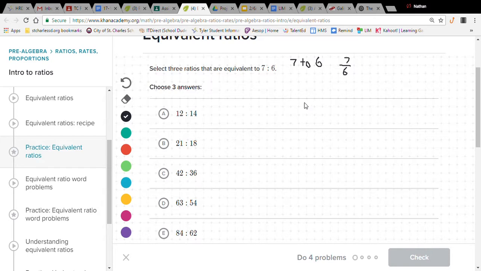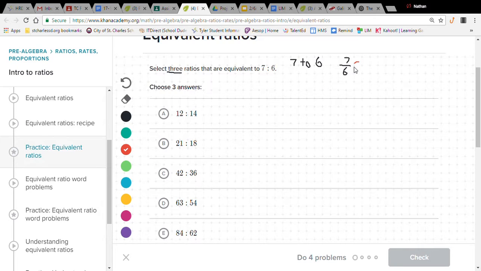The other way is to write it as a fraction, like this, 7 over 6. And for our purposes here, it might be helpful to think about it as a fraction, 7 over 6. Select three ratios, so there can be three correct answers here that are equivalent to 7 over 6. Okay, so what we're thinking about are equivalent ratios, meaning equal.